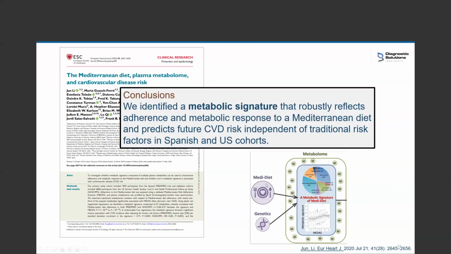So they looked at the diet. They actually used the Mediterranean diet adherence screener. And then they looked at genetics, and they looked at a metabolic signature.